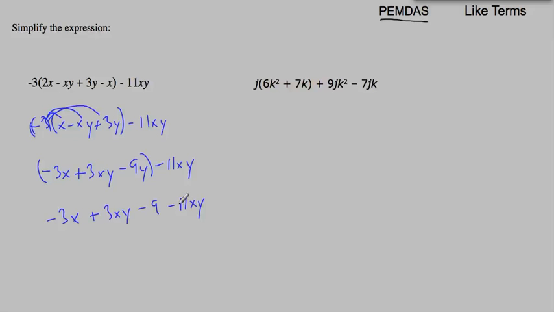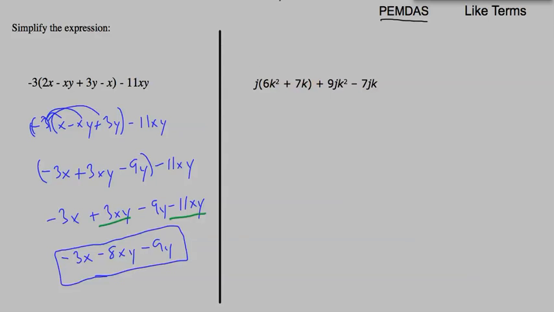And all we're doing is combining everything together. I've got negative 3x. I've got a negative 3x and no other like terms. So I'm going to leave it as negative 3x. I have 3xy and I have negative 11xy. Those will combine. They are like terms. What do I get when I combine 3xy and negative 11xy? I get negative 8xy. And then my last term is negative 9y. Here is the simplified form of this expression.